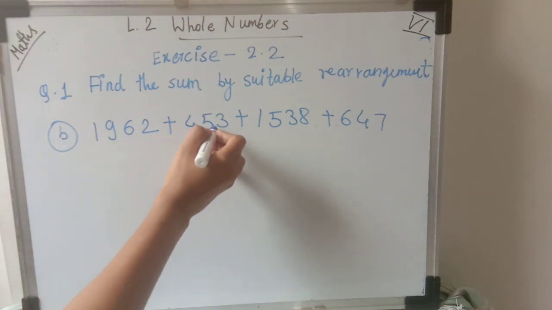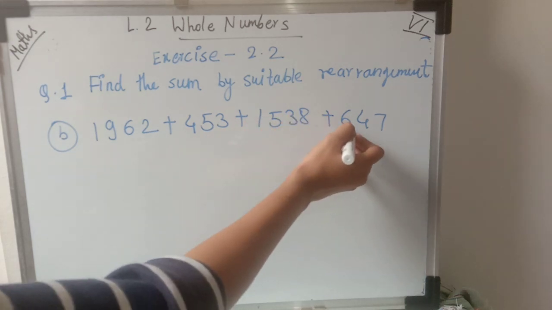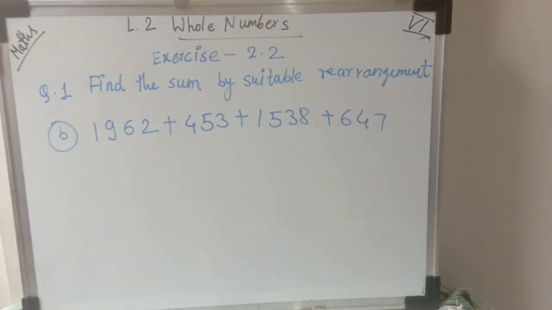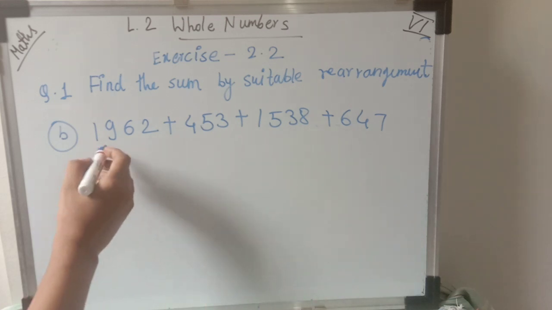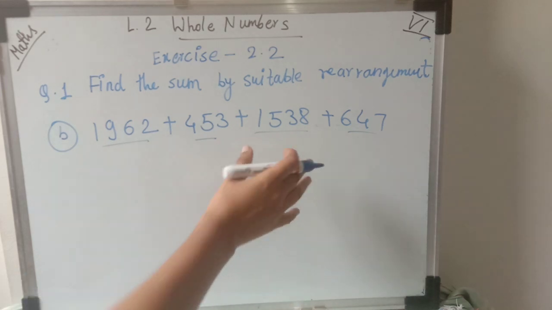1962 plus 453 plus 1538 plus 647, 4 whole numbers are there. So you can do the arrangement. What can you do? You can add the 4 digit numbers first. Then you can add the 3 digit numbers. You can do the addition of these two numbers.